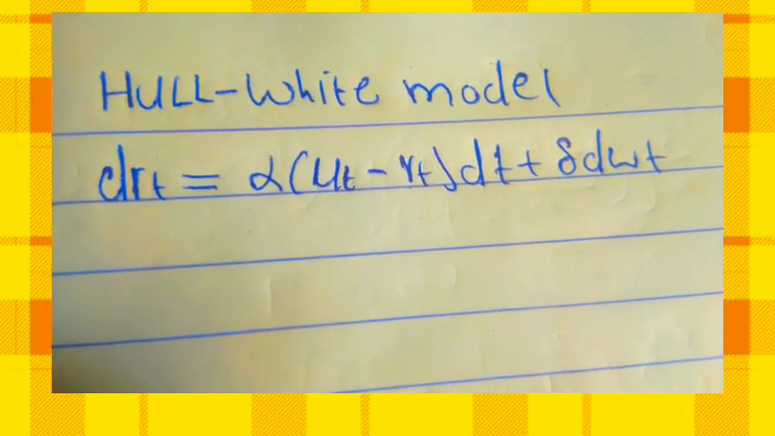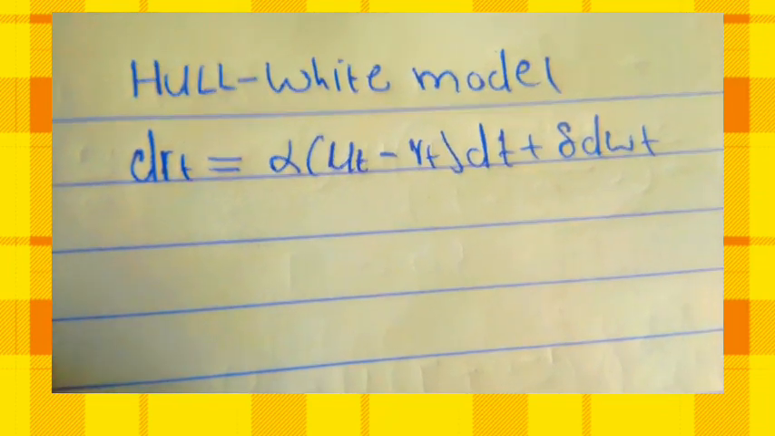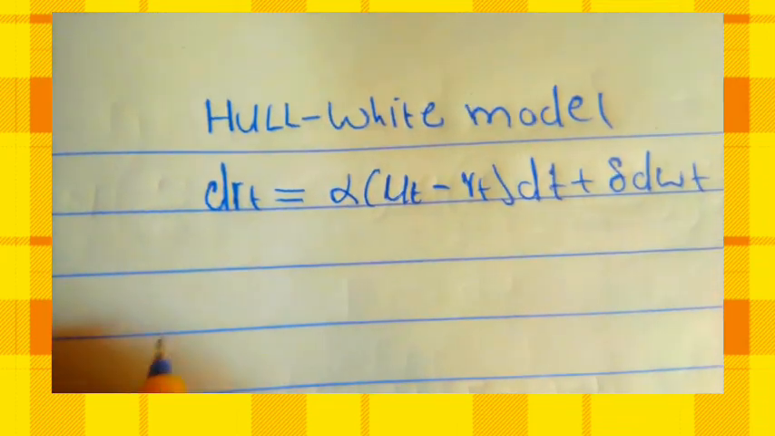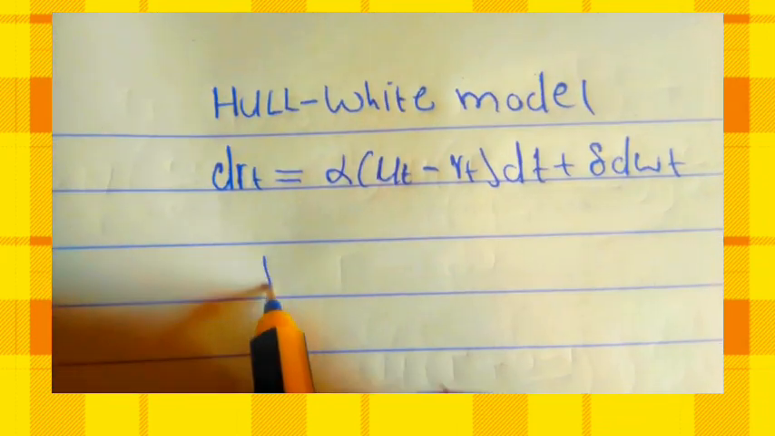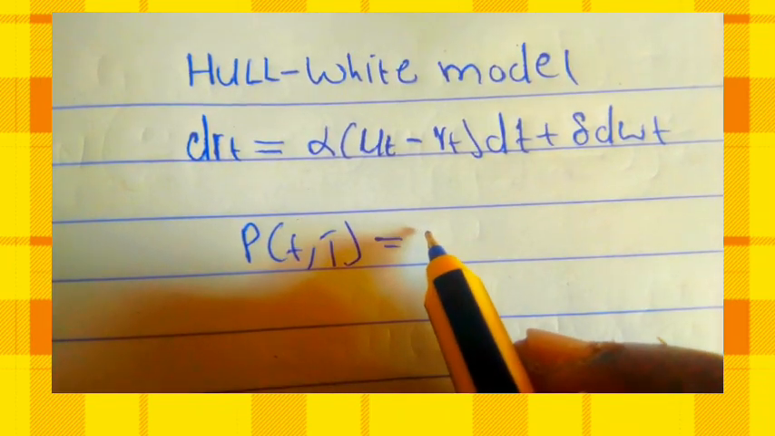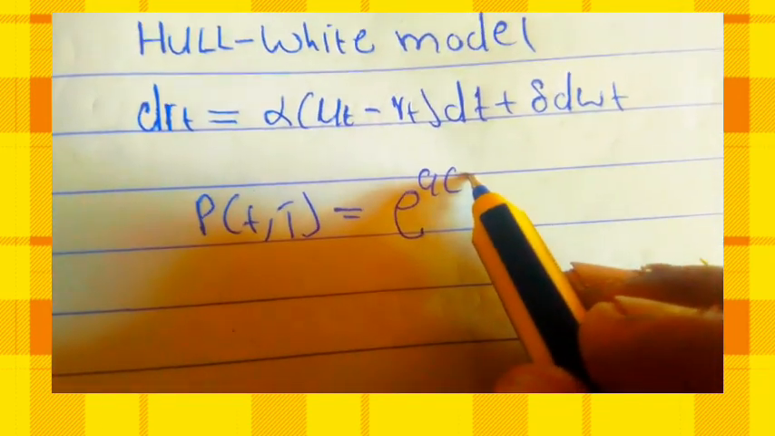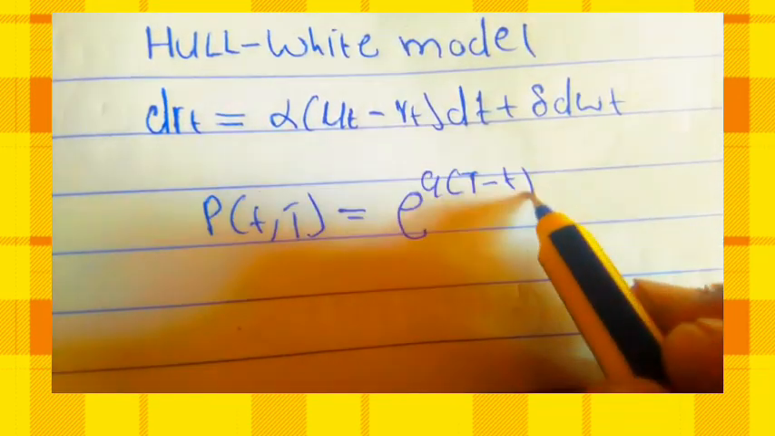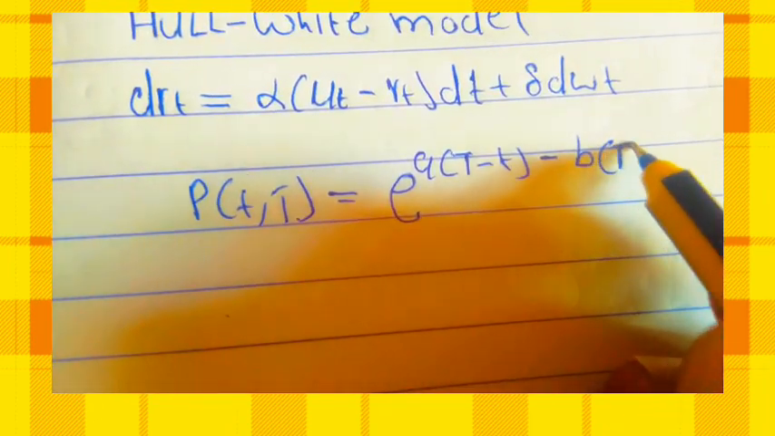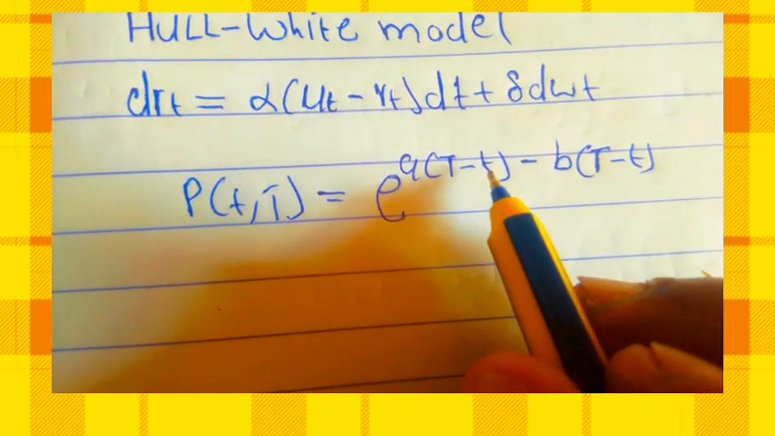The Hull-White models. How to find the PDE of the Hull-White model? The Hull-White model is just an extension of the Vasicek model. So you're going to start by guessing the bond price P(t, T), which is equal to exponential raised to A(T minus t) minus B(T minus t) r_t, where T minus t is equal to tau.